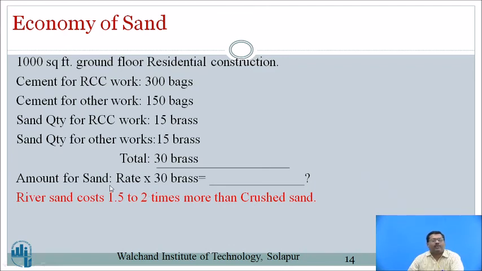Now, if you apply the rate of river sand, 30 into the rate of river sand will be the total cost of fine aggregate required, and generally river sand is 1.5 or 2 times more expensive than crushed sand, which will increase the cost of the entire project.